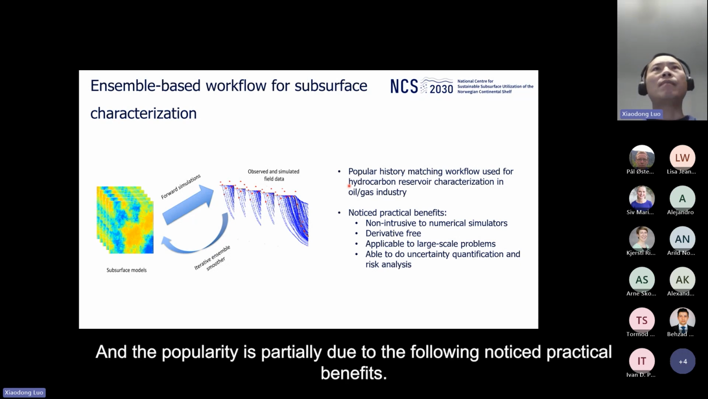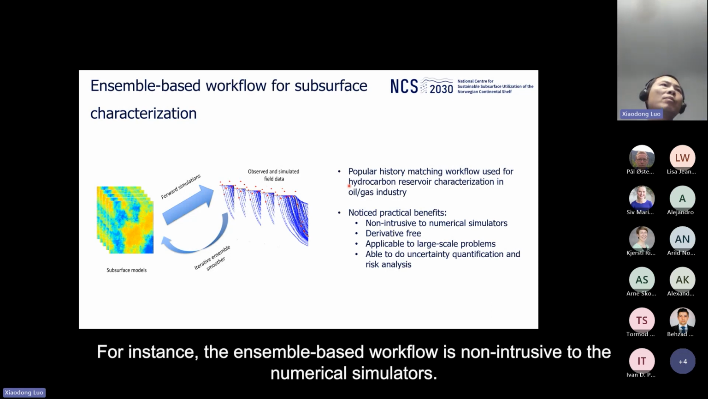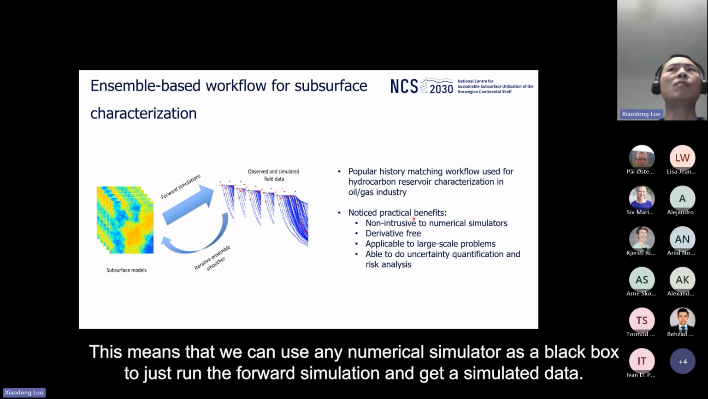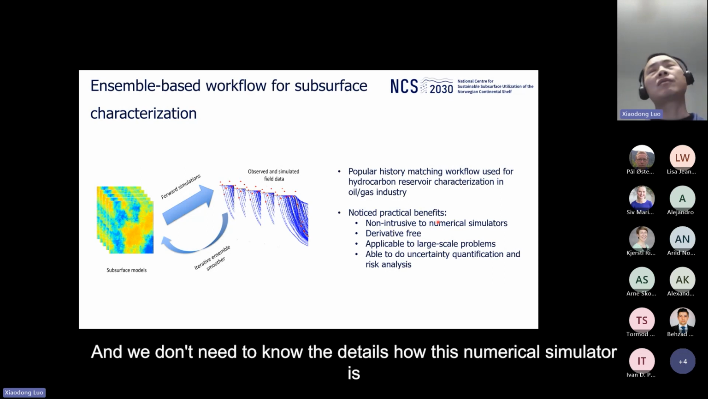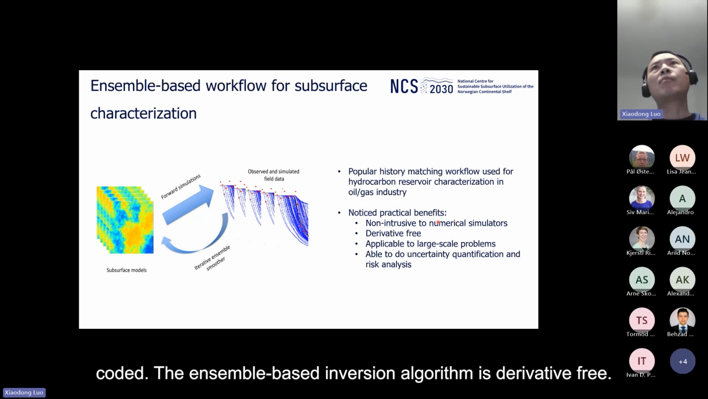The ensemble-based workflow is among the popular history matching procedures for hydrocarbon reservoir characterization in the oil and gas industry. Its popularity is partially due to some noticed practical benefits. For instance, the ensemble-based workflow is non-intrusive to the numerical simulators. This means that we can use any numerical simulator as a black box to just run the forward simulation and get the simulated data, and we don't need to know the details of how this numerical simulator is coded. And the ensemble-based inversion algorithm is derivative-free.